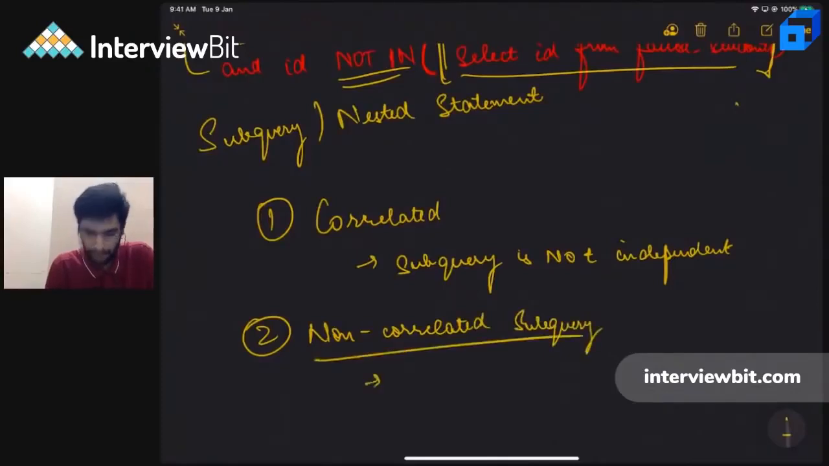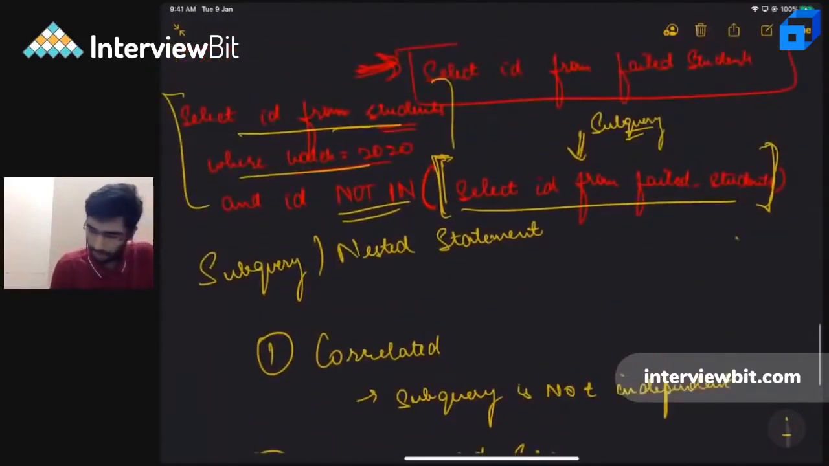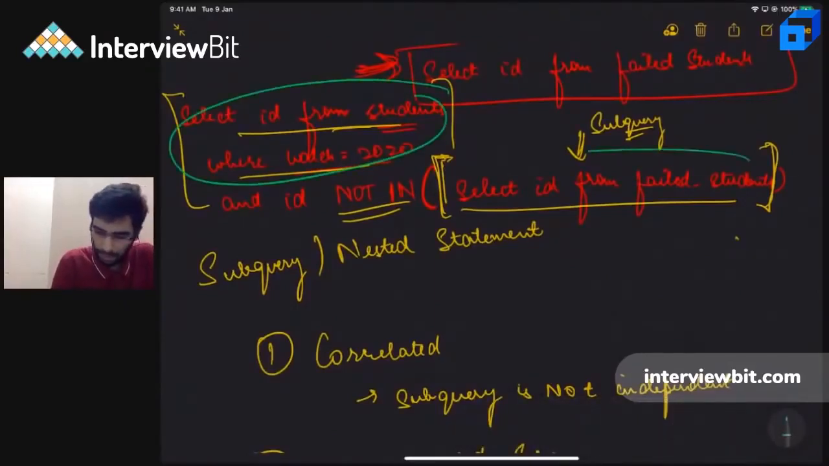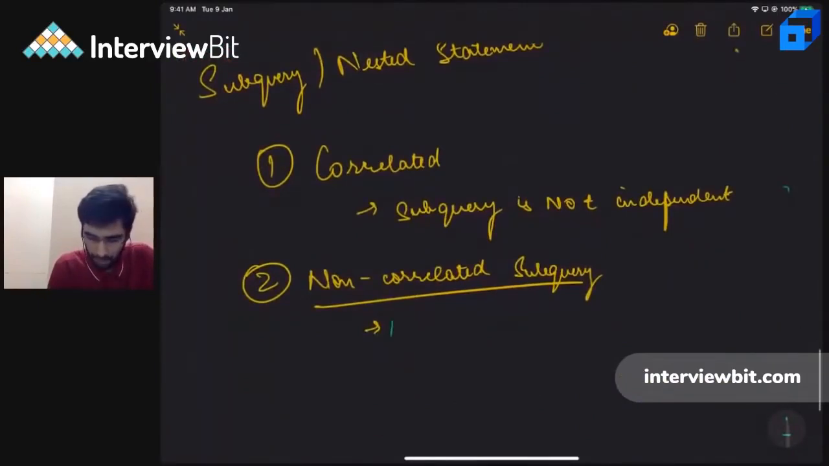In which the main query, for example, in this particular query, this was the main query and this was the subquery, where main and subqueries are both independent. Okay. What do you think the above subquery was? Was it correlated or was it non-correlated?